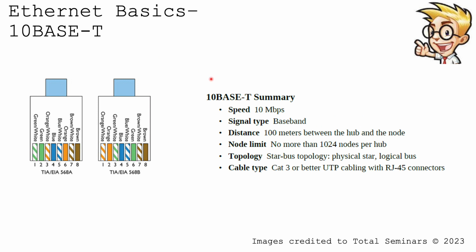Okay, and when we look at the tech specs of 10BaseT, we saw that as 10 megabits per second. So that was the same as the 1990 throughput that we saw. It's baseband. It can travel 100 meters, no more than 1,024 hosts per hub or node. Okay, topologies varied, and yes, we need at least Cat3 or better to run 10BaseT. And you can see the different wirings of A and B here.